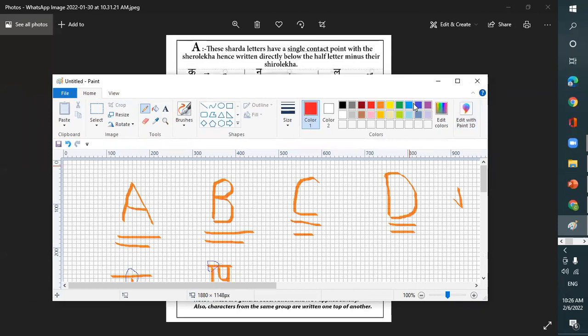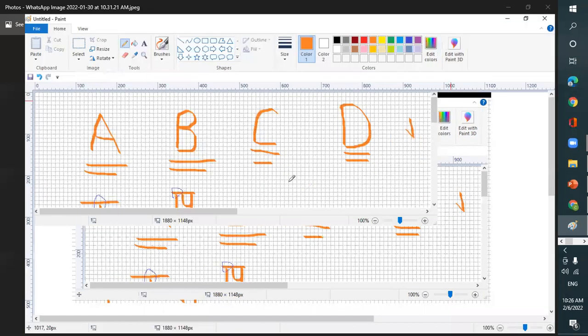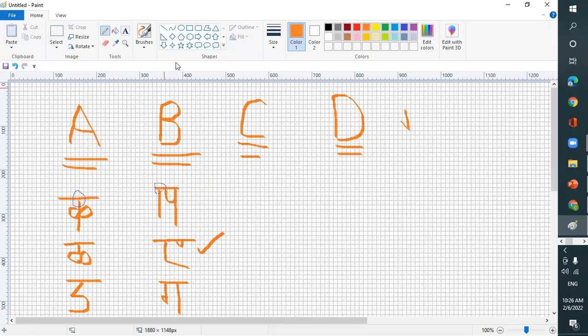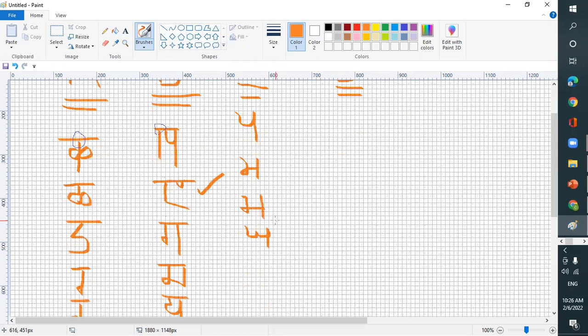Now the C category is a very special category where the alphabets have no Shirorekha at all. Like Tha, sir. What about Tha? Pa, Tha, Ma, Ta, Nya, Dha. Sir, what about Tha? Ta. Pa. T, sir, T.